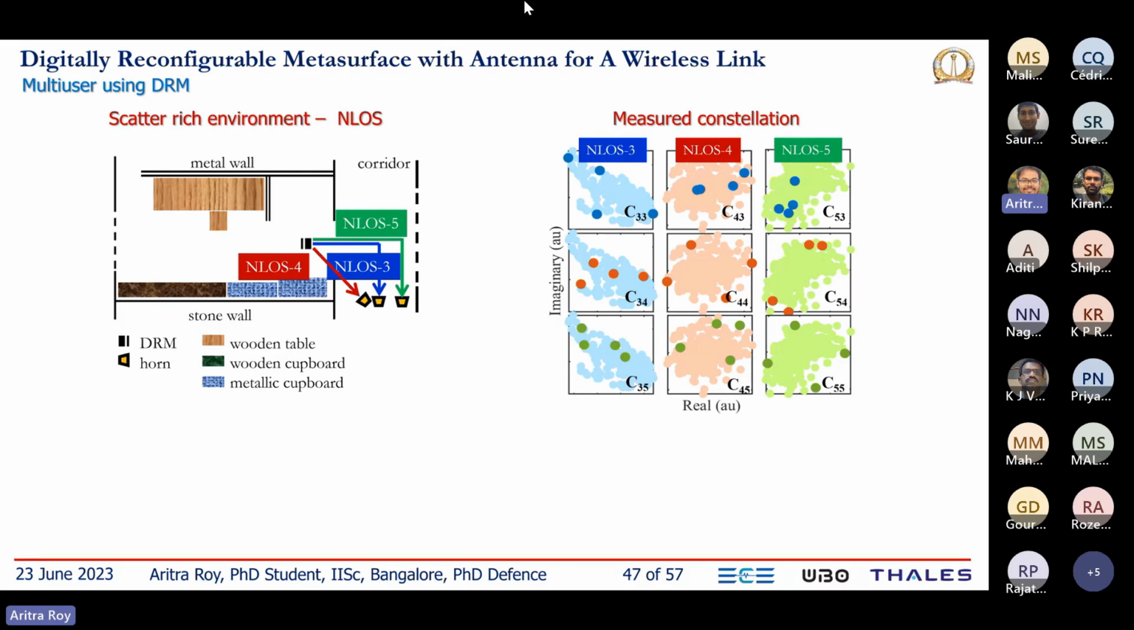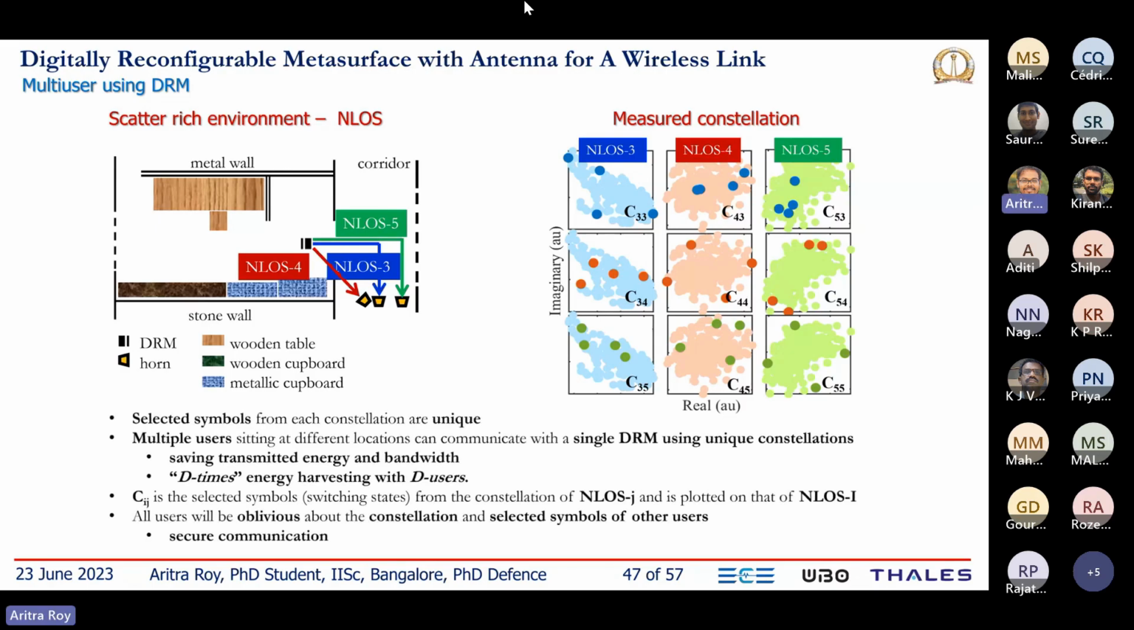So the bottom line is, even if there are multiple users sitting at different locations, different users will use different codebooks or different symbols to communicate. And most importantly, no user can know about the constellation of his neighbor, because no user sitting at one place will know about the multipath components of another user. So this is how we try to demonstrate the possibility of a multi-user system where a single DRM can communicate to multiple users simultaneously or in a time division multiplexing manner.